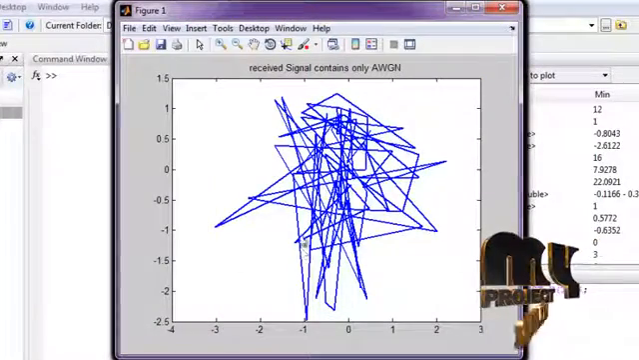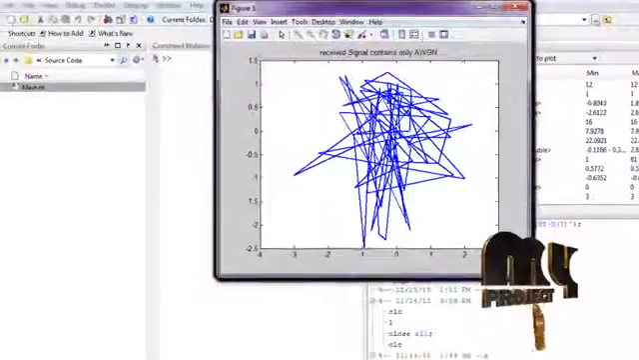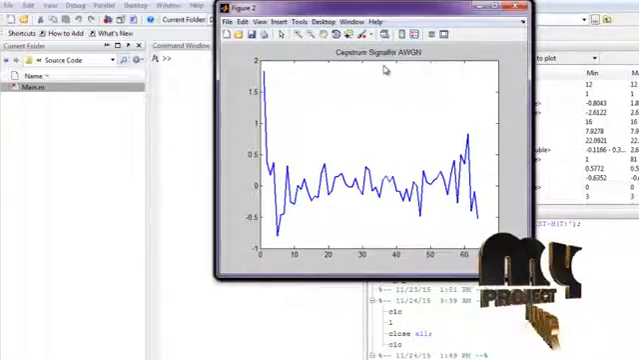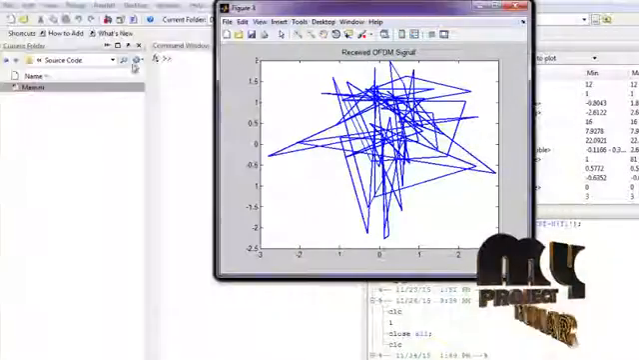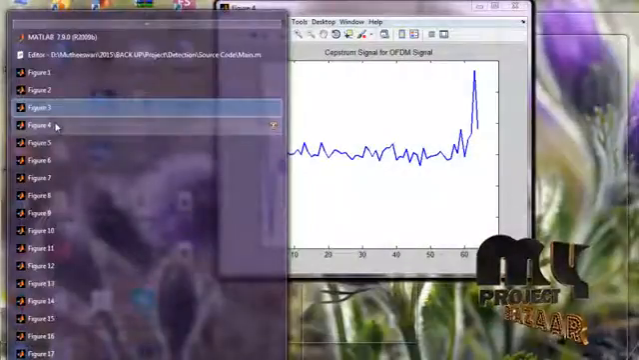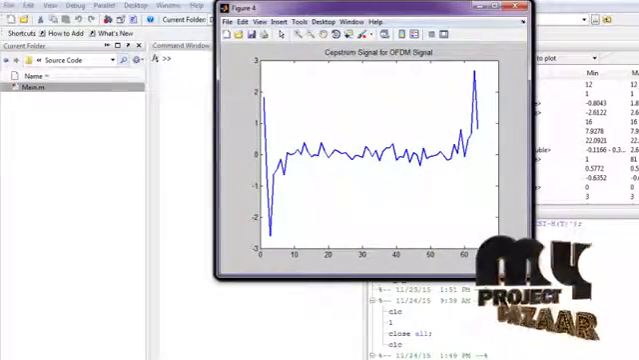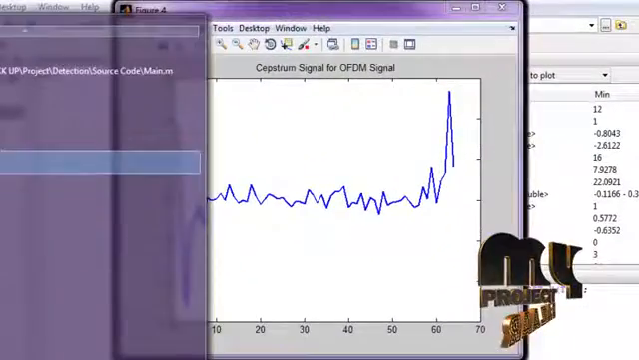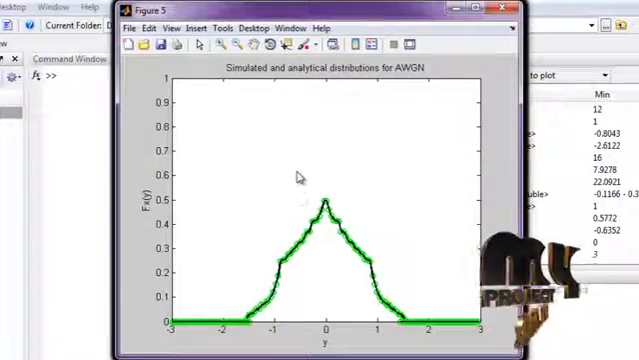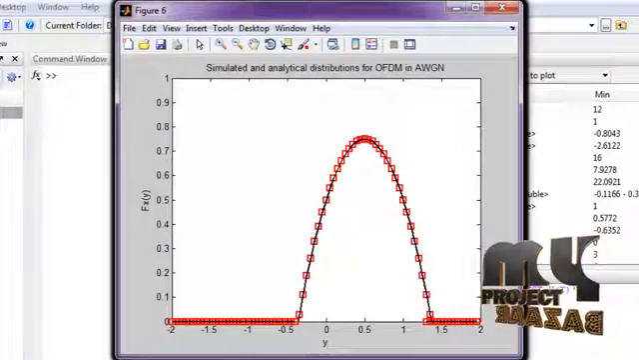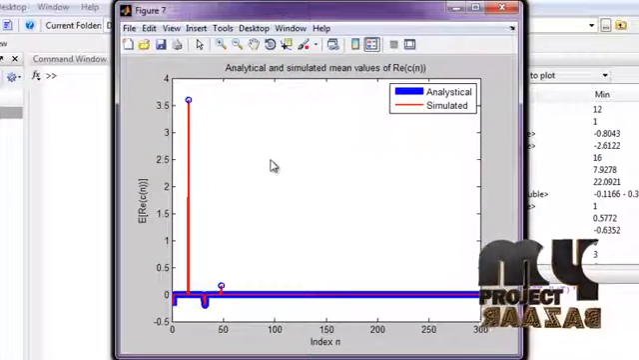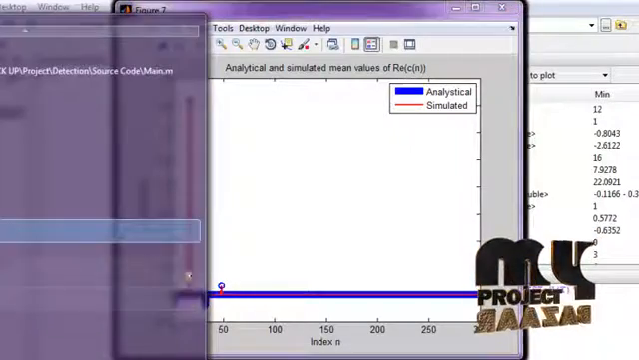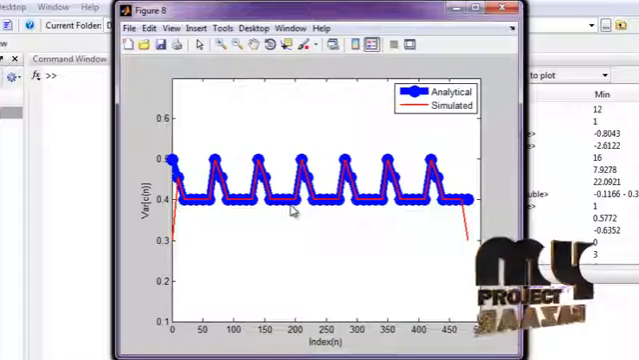This is the input signal, the received signal containing only AWGN, and this is the Cepstral signal for AWGN noise. This is the received OFDM signal, where we generate the OFDM signal. This is the Cepstral signal for the OFDM signal, and this is the simulated and analytic distribution for AWGN noise, and the simulated and analytic distribution for OFDM in AWGN. And this is the analytical and simulated mean values of the real part of the Cepstral coefficient, and here the analytical and simulated mean values for the OFDM signal.